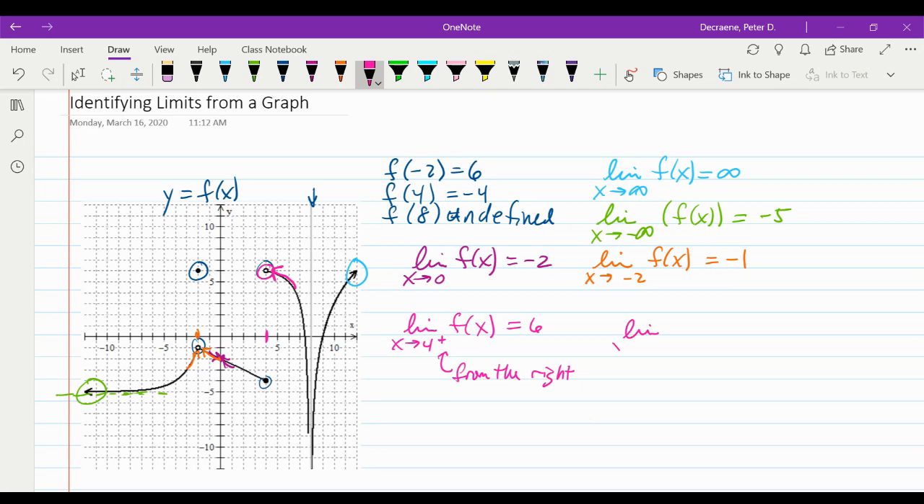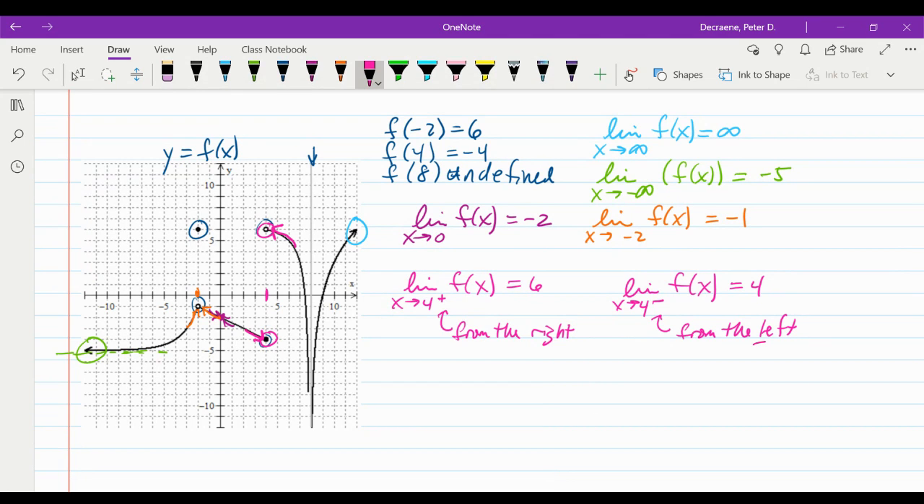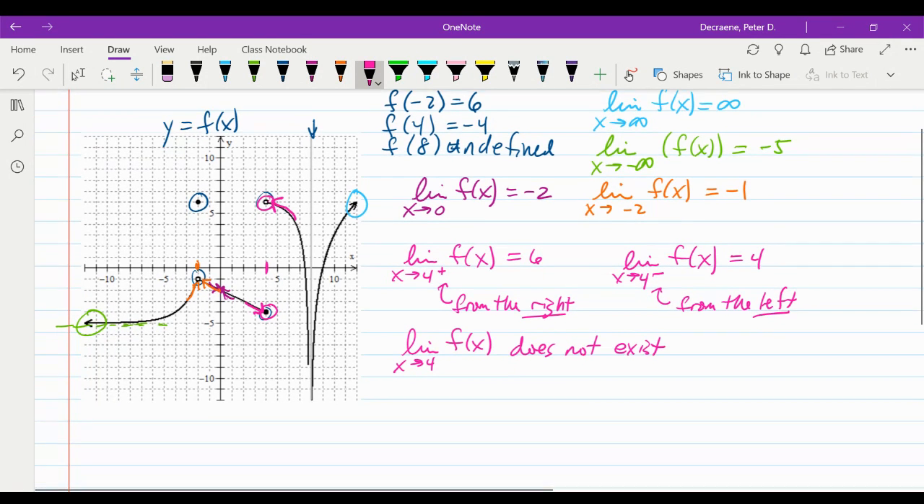But if we do the limit as x goes to 4 from the left, we would use a little minus sign to say from the left on f of x. So we're going to get closer and closer to 4 from the left side, which means we're coming in that way and getting to that point, and that has a y value of -4. So the left limit and the right limit have two different values. Since those have two different values, we say that the limit as x goes to 4 on f of x does not exist, because it goes to two different places.